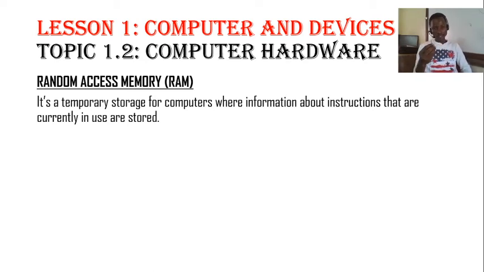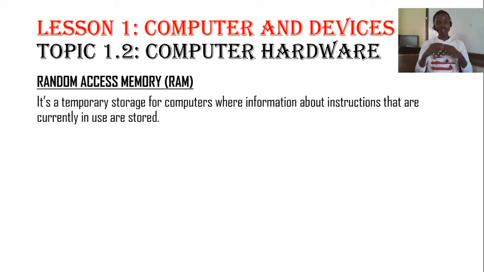So the RAM is a memory. Just like the memory card, it's a memory. It doesn't look like the memory card, but you are supposed to know that it's a memory device. What it does is that it temporarily stores all the information or all the instructions that are being executed by the processor, or that are waiting for execution by the processor.